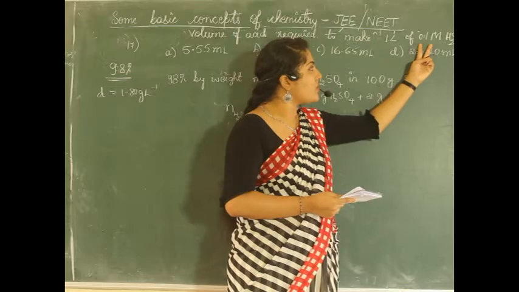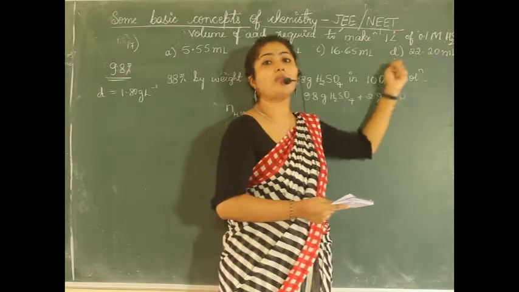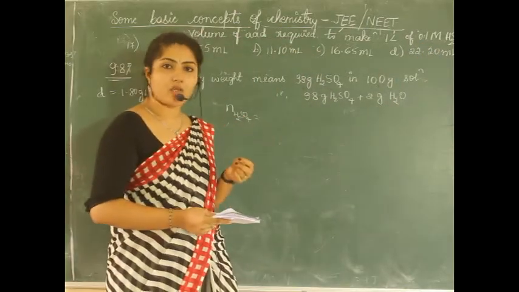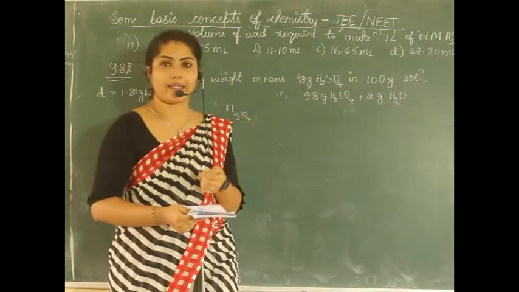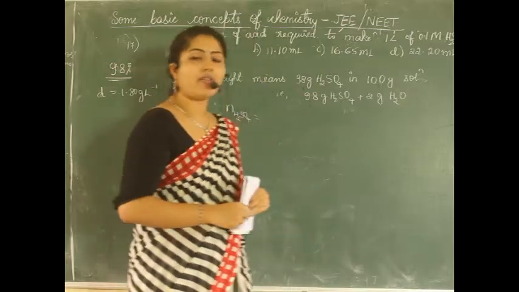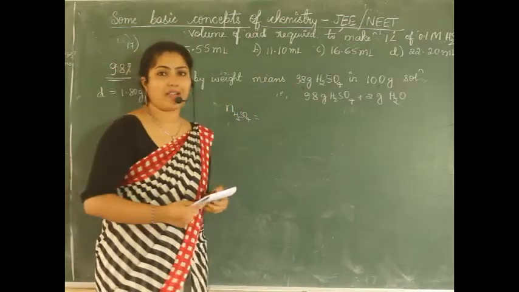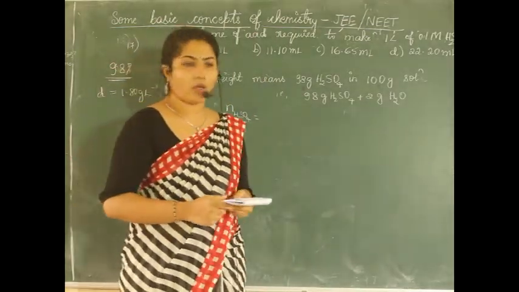A dilute solution of strength 0.1 molar. They are asking you to prepare 1 liter, so the volume is given as 1 liter. So this is the given data, where they have mentioned the density as well. So let us see how we can solve this.